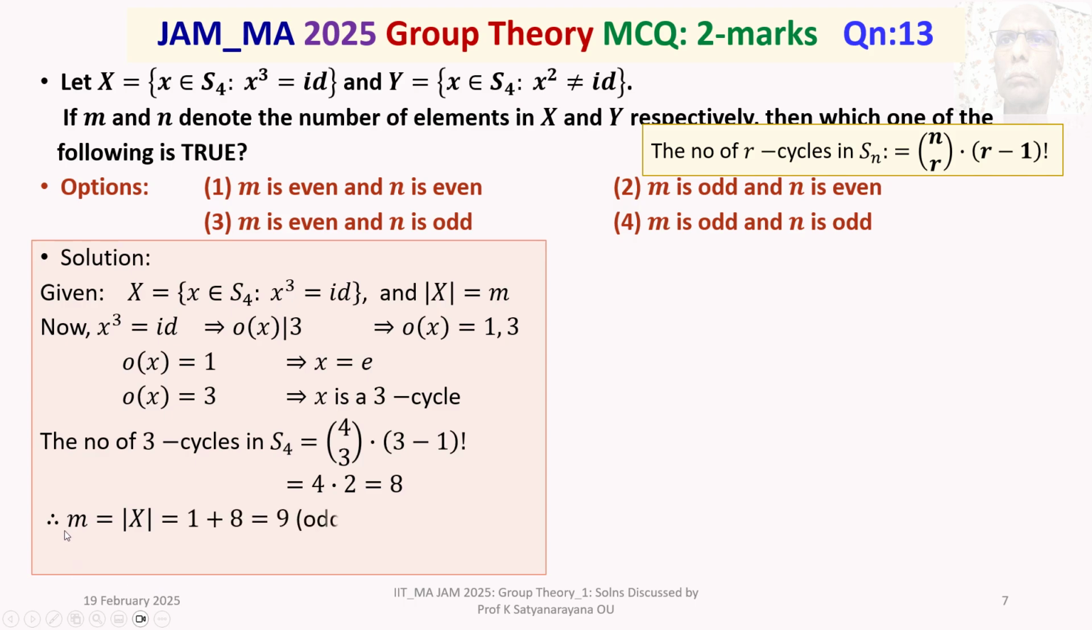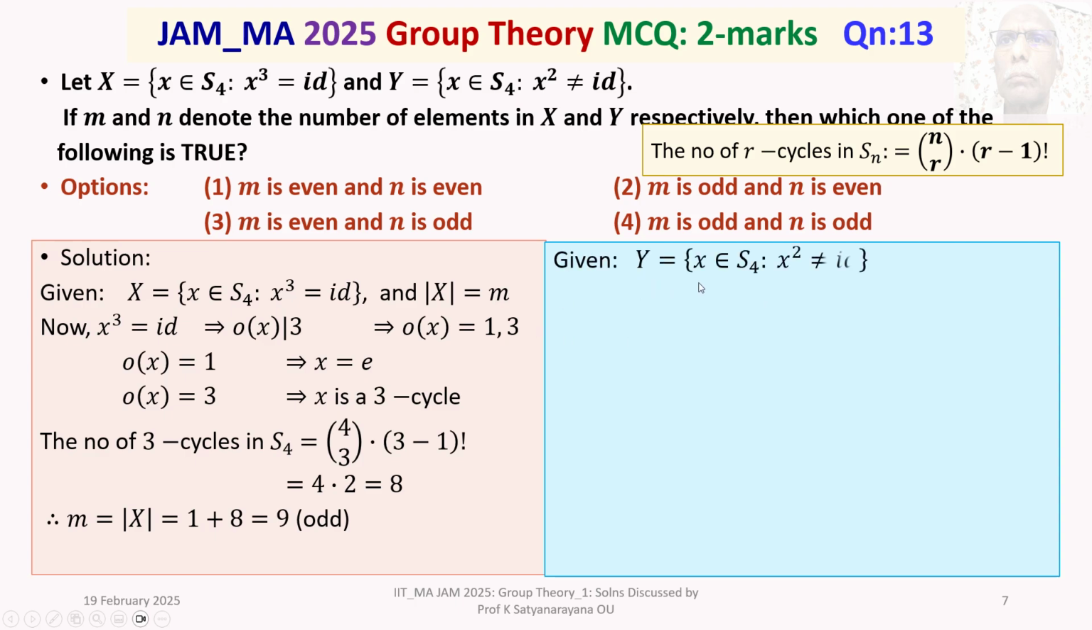Right. Now, m is equal to: the order of x is 1, that is x is equal to E, plus the number of 3 cycles, which are 8. 1 plus 8 is 9, which is odd. So, options 1 and 3 are not true because in both of them m is even. Therefore, from options 2 and 4, what is true? So, you have to go for n.